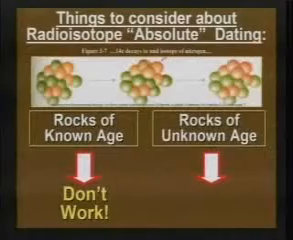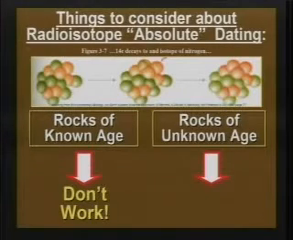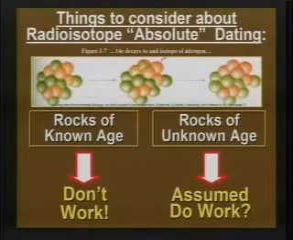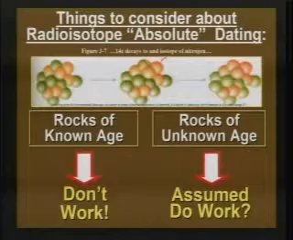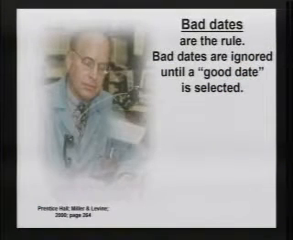Things to consider about the isotope dating methods. When they date rocks that we know when they formed, the methods don't work. But when we date rocks when we don't know the age of the rock, like a meteorite, we are supposed to believe that they do work. That's religious bias masquerading and undermining real science.